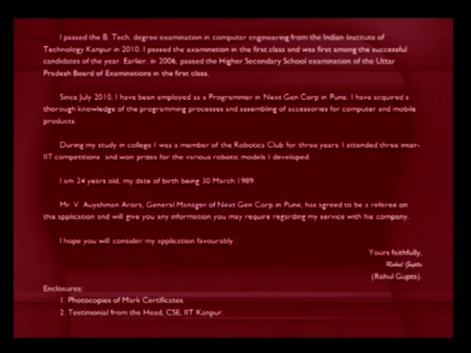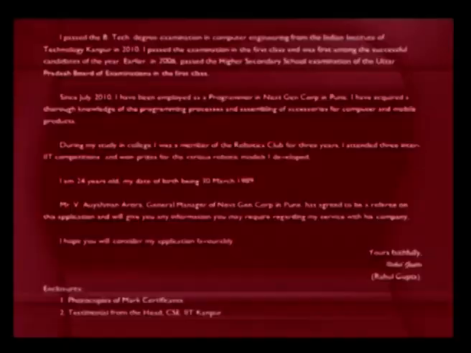What is he trying to tell? He is telling about the educational qualifications. He did something in computer engineering, got the BTech degree, the year in which he qualified. I passed the examination in first class. Apart from education, he is also trying to locate, identify the position, he is telling the rank, and was first among the successful candidates of the year.